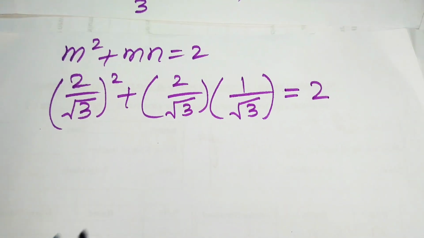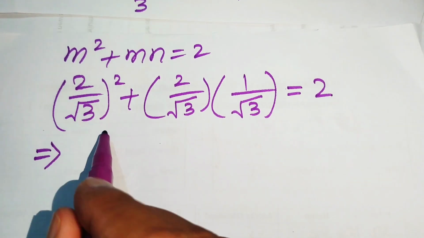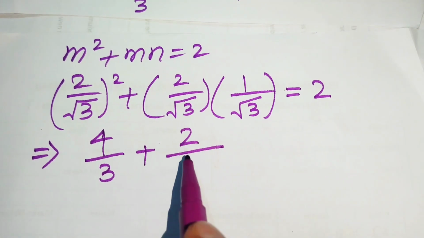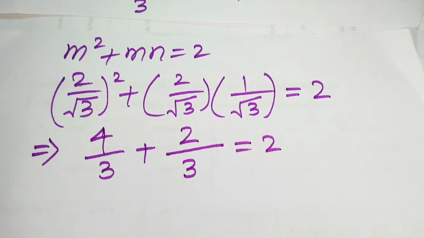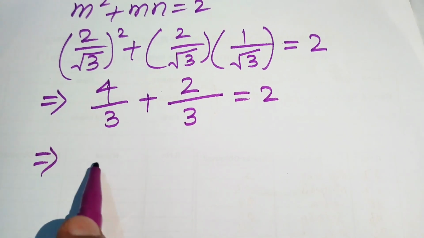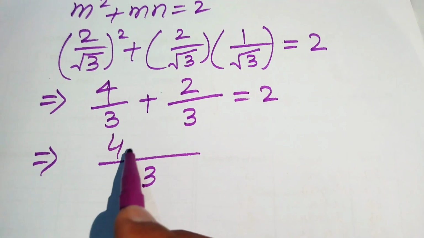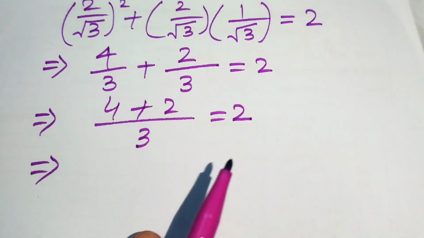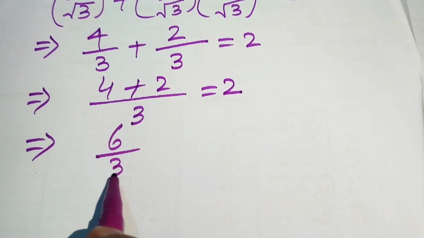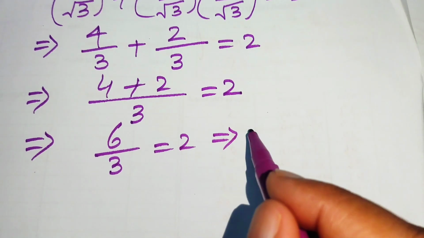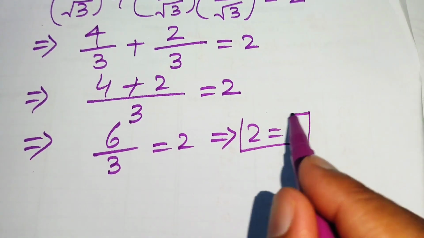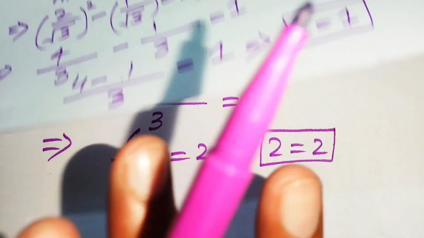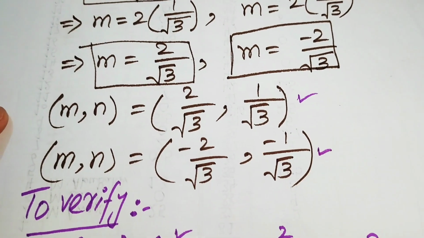Here we need more simplification. The square of this term is 4 over 3, plus these multiplied by each other gives 2 over 3, equals 2. Taking the LCM, we get 4 plus 2 over 3, which becomes 6 divided by 3 equals 2, so 2 equals 2. This shows that the values of m and n also satisfy the second equation. It means that these are the two solutions of the given equation.